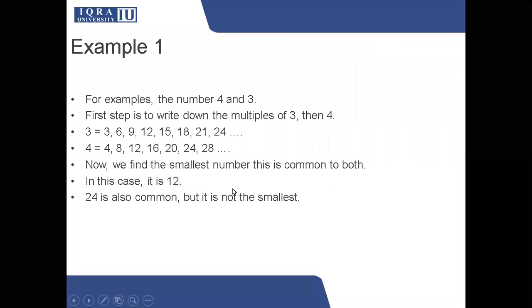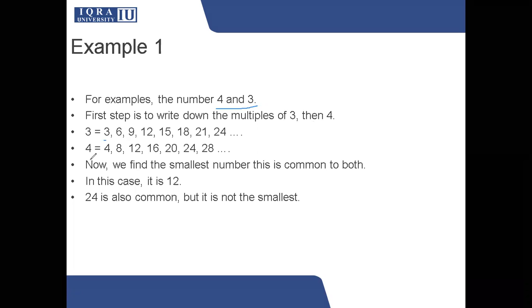Let's take a few examples, and we'll see how we're supposed to solve for the LCM. For example, if I have the numbers 4 and 3, and I'm asked to find the LCM of 4 and 3, the first step is to write down the multiples of 3 and then 4. What are the multiples of 3? 3, 6, 9, 12, 15, 18, 21, right?